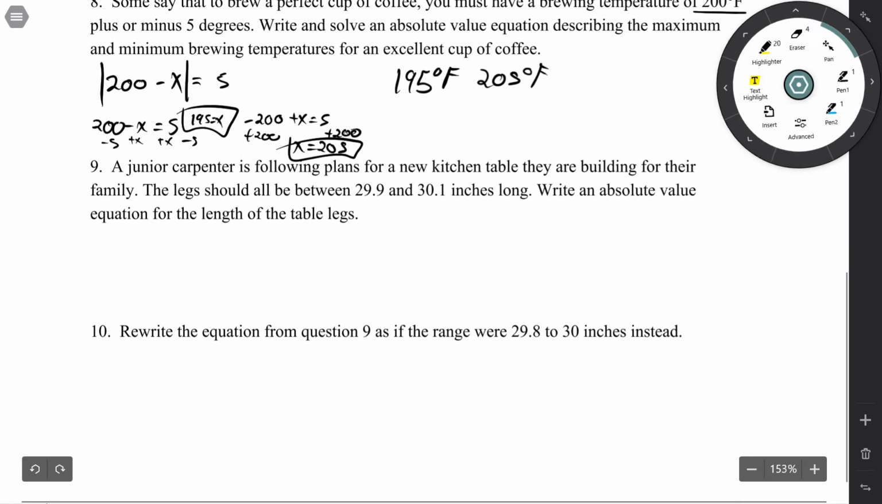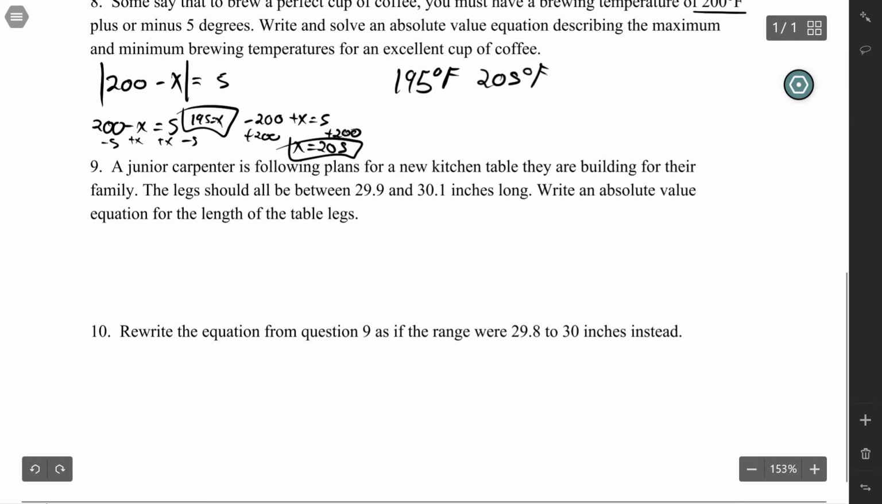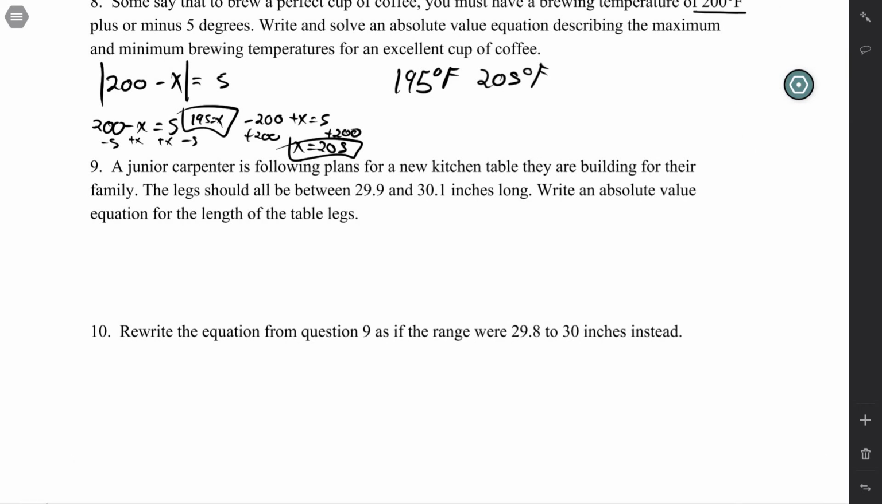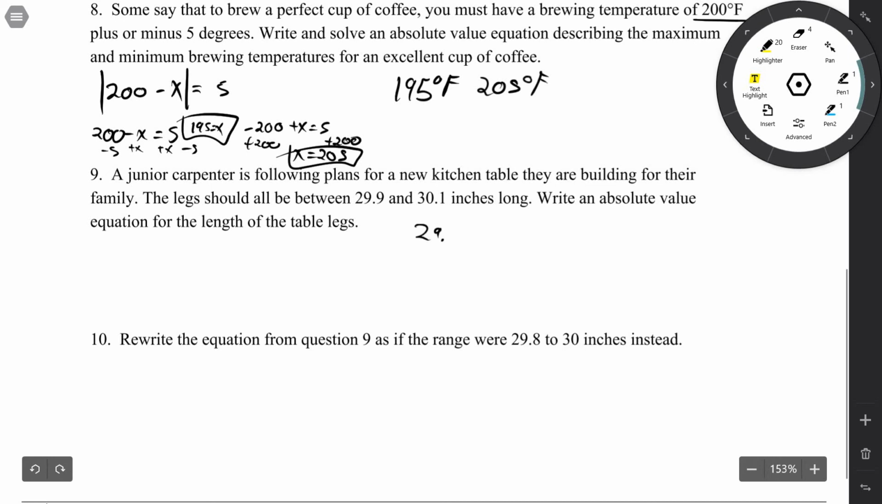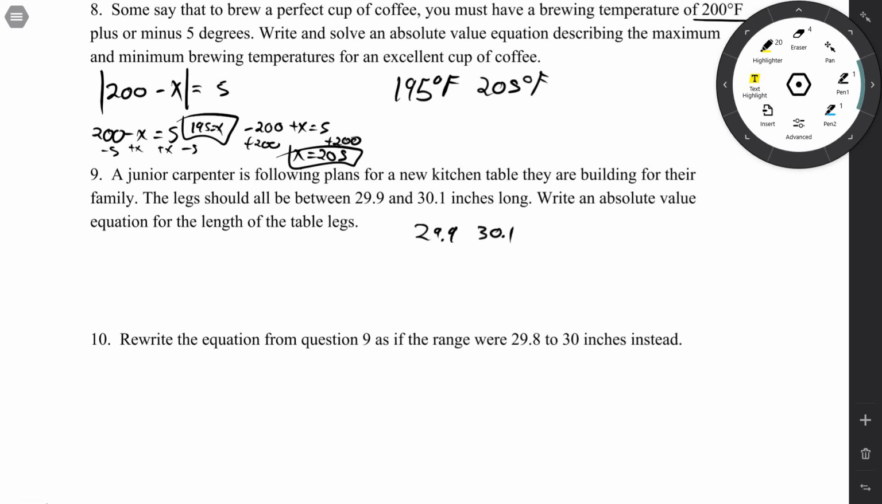And what about this next one down here? A junior carpenter is following plans for a new kitchen table they are building for their family. The legs should all be between 29.9 and 30.1 inches long. Write an absolute value equation for the lengths of the table legs. What we're looking for between 29.9 and 30.1 is the spot right in the middle. Because these are pretty nice and round numbers, we can see that each is just 1/10 off of 30. Right in between them is going to be 30.